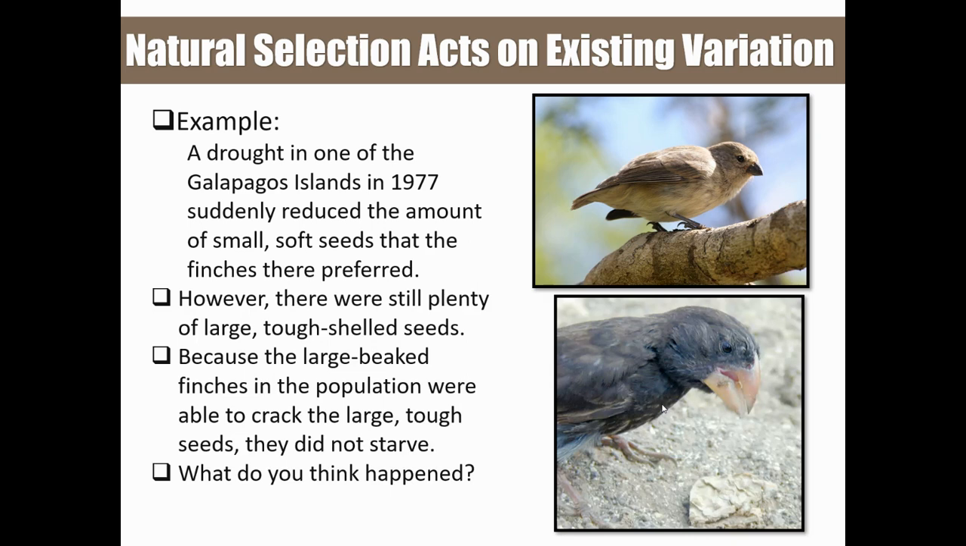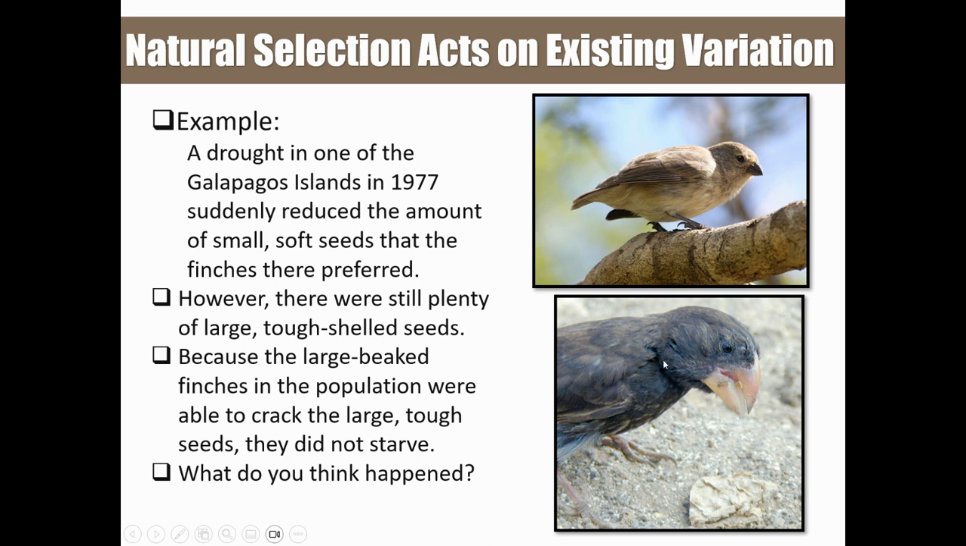A wonderful example of natural selection is the example of the finches from 1977. So in the Galapagos Islands around 1977, there was a drought that caused a sudden reduction of the number of soft seeds that finches were feeding on. So these small beaked finches in the Galapagos loved these small soft seeds. And of course, the drought got rid of those small soft seeds. And so there were still plenty of large tough-shelled seeds.